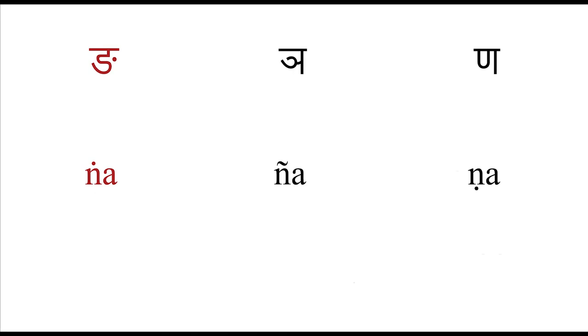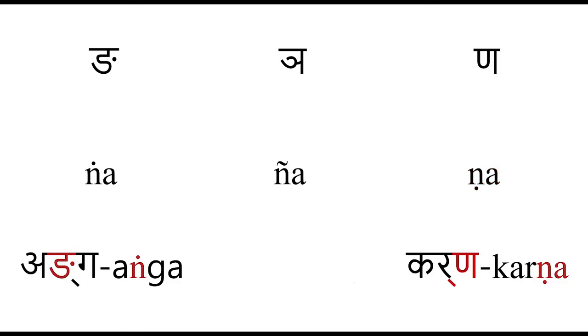And three consonants, one from each group. First one is na, very guttural. Next one is very soft, nya. And the third one, na. So you're pressing the back of your tongue up towards the palate. Example for the first na, we already heard here, anga, finger. An example for the last is karna.